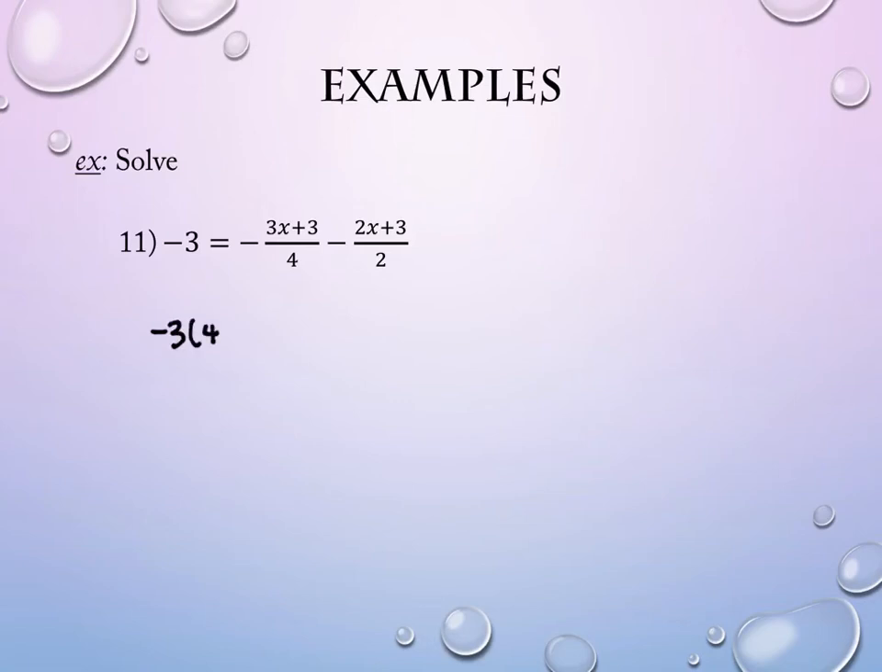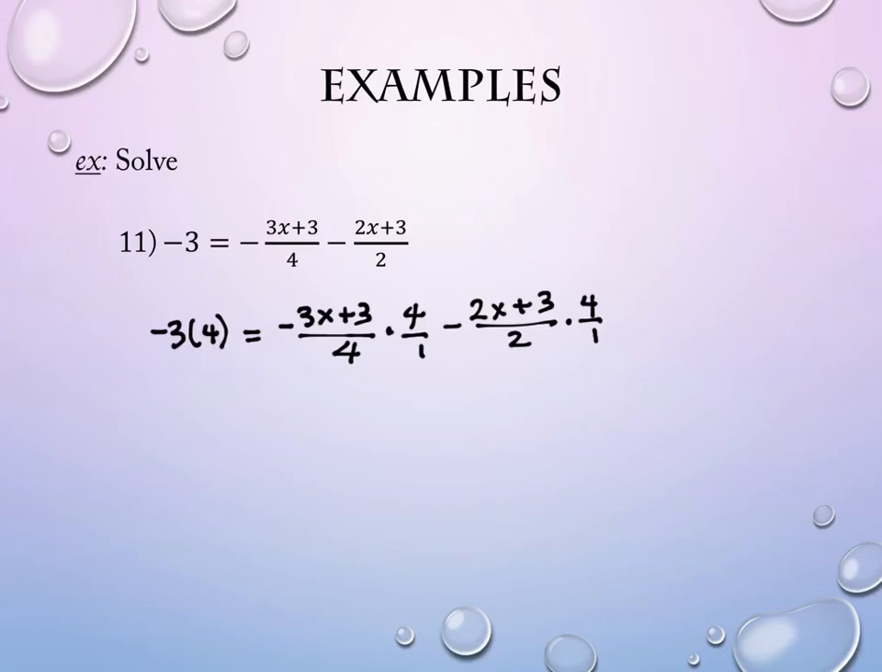It is 4. So I have negative 3x plus 3 over 4 times 4 over 1. And I have minus 2x plus 3 over 2 times 4 over 1.